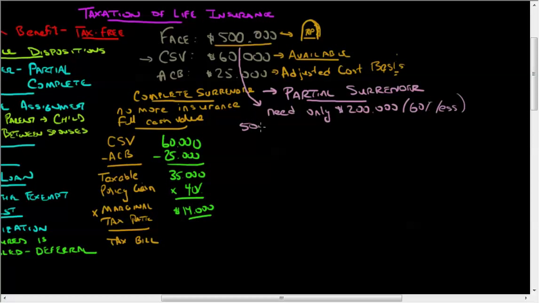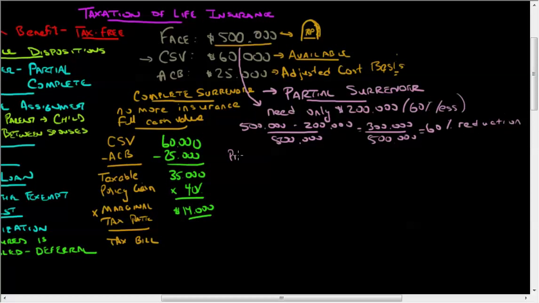Or if you want to actually see that math, you would take 500,000 minus the 200,000 that you're going to be left with, divided by the 500,000 you previously had. That's 300,000 divided by 500,000. That's a 60% reduction. And what's going to happen now is we're going to apply that 60% reduction to every component here. So it won't work out perfectly, but roughly your premiums will drop by 60%.